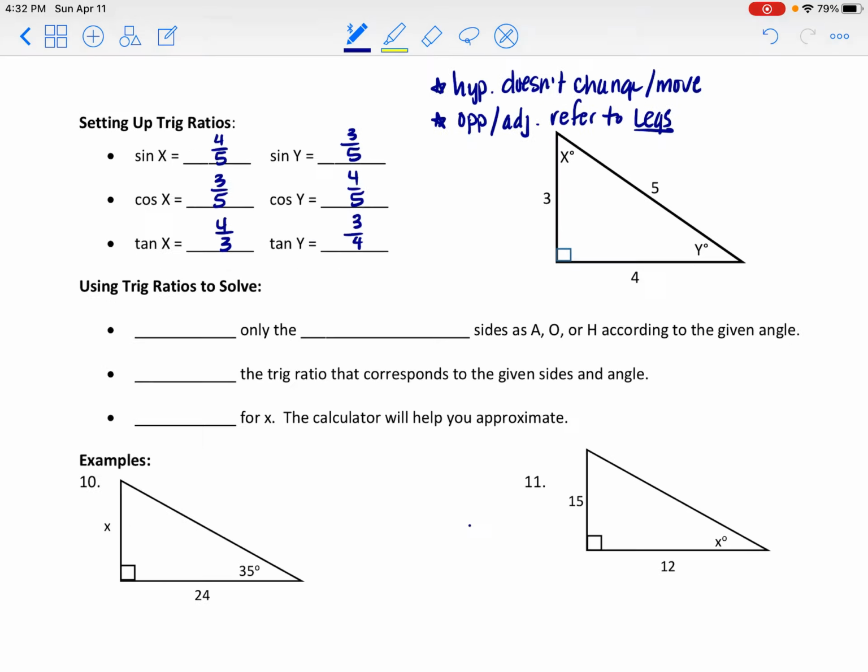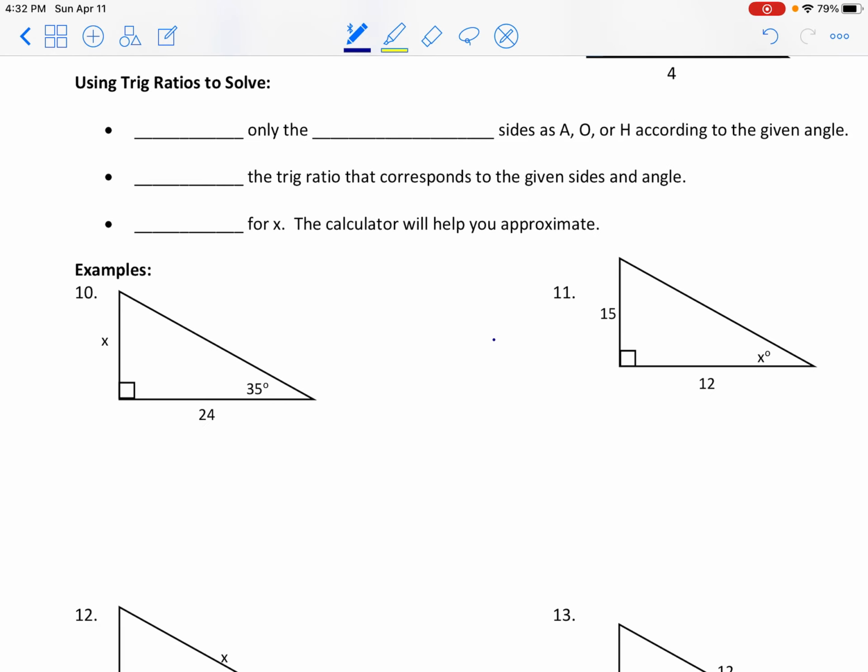So if we want to use these trig ratios to solve, which is what we're going to do in just a second, then we are going to start by labeling only the information that's given, only the given info. What is given to us? According to the angle, are we given an opposite side, an adjacent side, or the hypotenuse? And based on what we're given, we are going to write the trig ratio that corresponds.